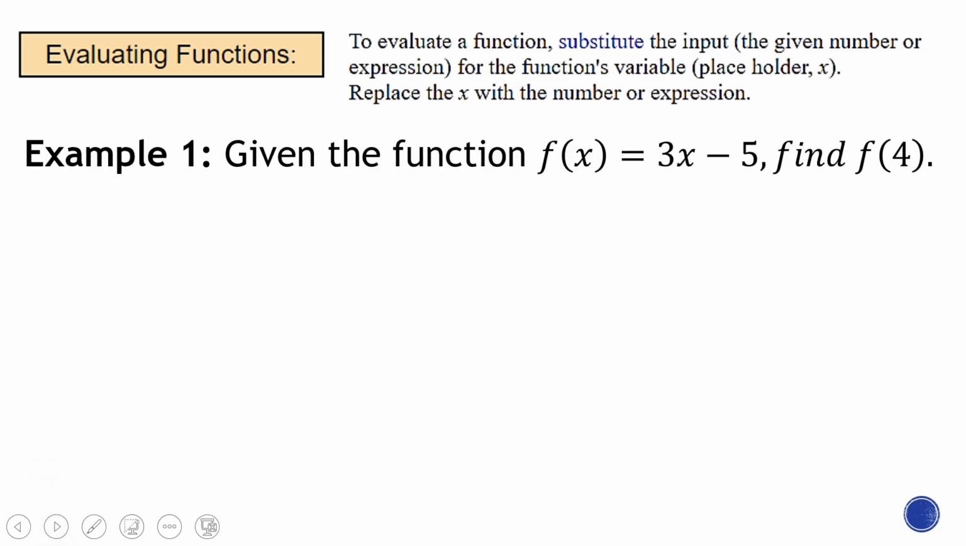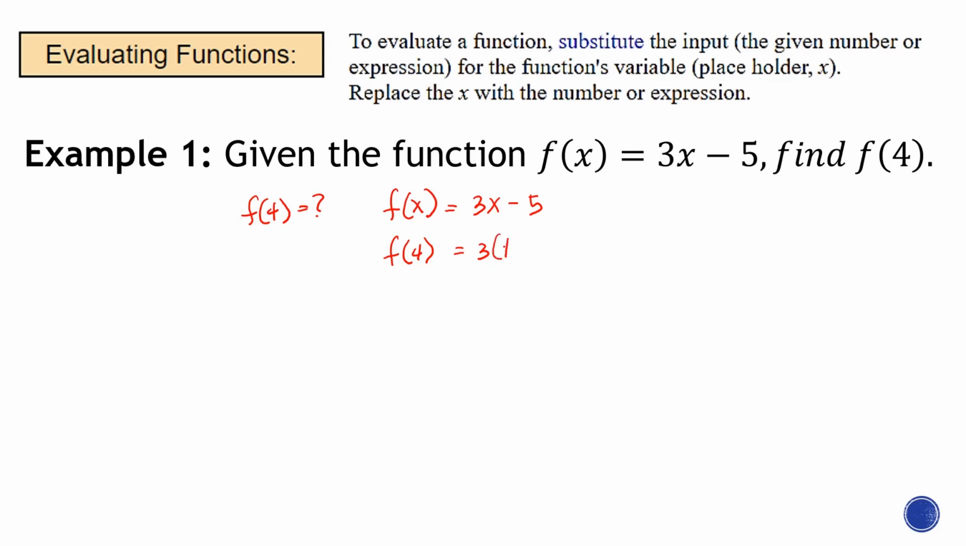Given the function f of x equals 3x minus 5, find f of 4. So basically, the question is, what is the output value if the input value is equal to 4? So f of 4 is equal to what? Okay, so we have the function f of x equals 3x minus 5. And then f of 4 equals 3 times... what's the input value? It's 4. So I will replace x by 4. This is equal to 12 minus 5, which is equal to 7. So f of 4 is equal to positive 7.